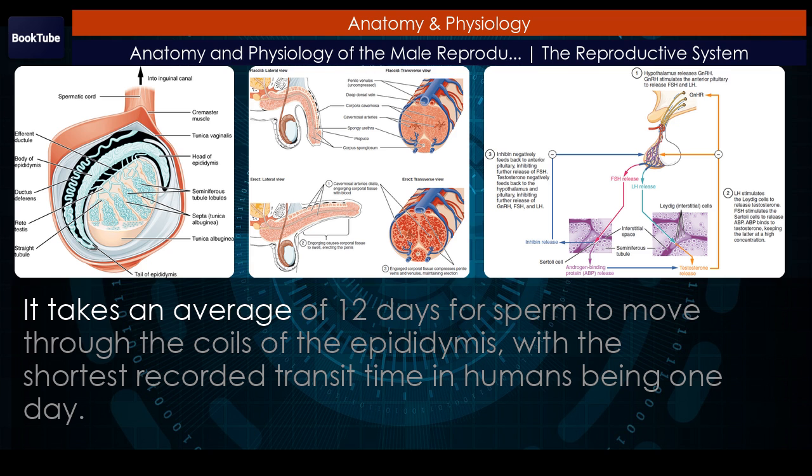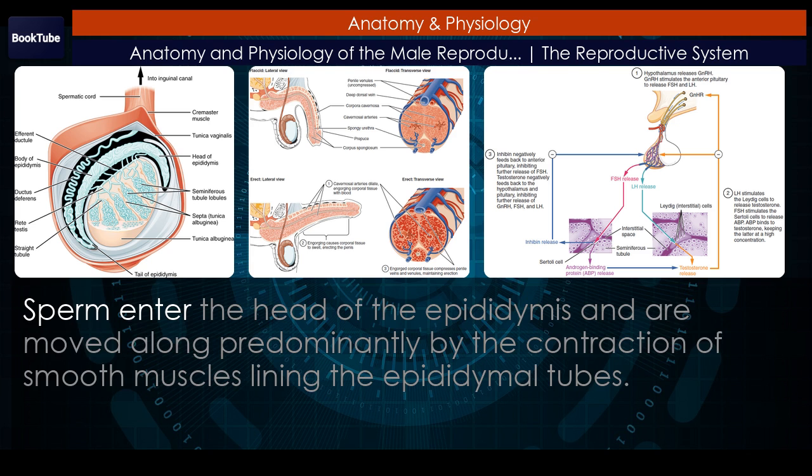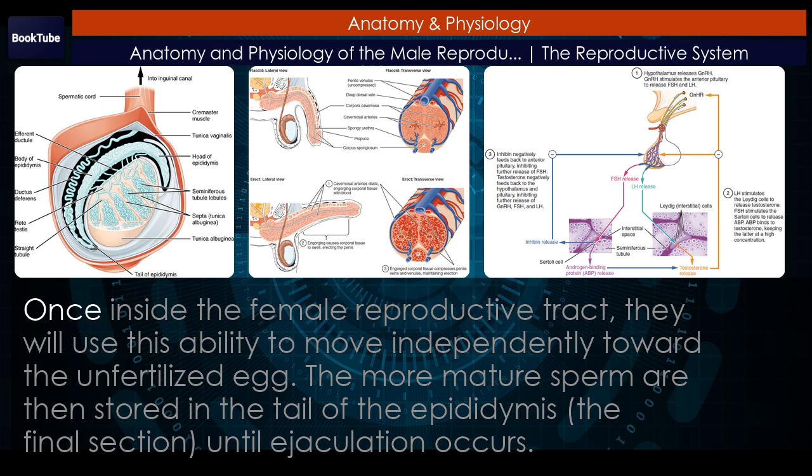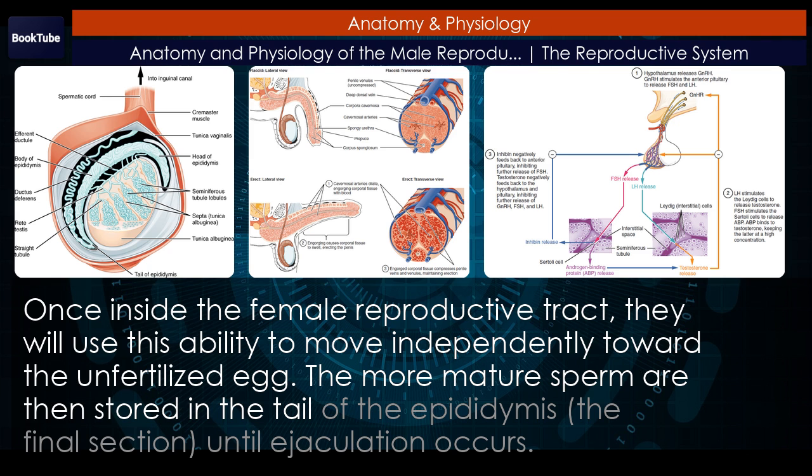It takes an average of 12 days for sperm to move through the coils of the epididymis, with the shortest recorded transit time in humans being 1 day. Sperm enter the head of the epididymis and are moved along predominantly by the contraction of smooth muscles lining the epididymal tubes. As they are moved along the length of the epididymis, the sperm further mature and acquire the ability to move under their own power. Once inside the female reproductive tract, they will use this ability to move independently toward the unfertilized egg. The more mature sperm are then stored in the tail of the epididymis, the final section, until ejaculation occurs.